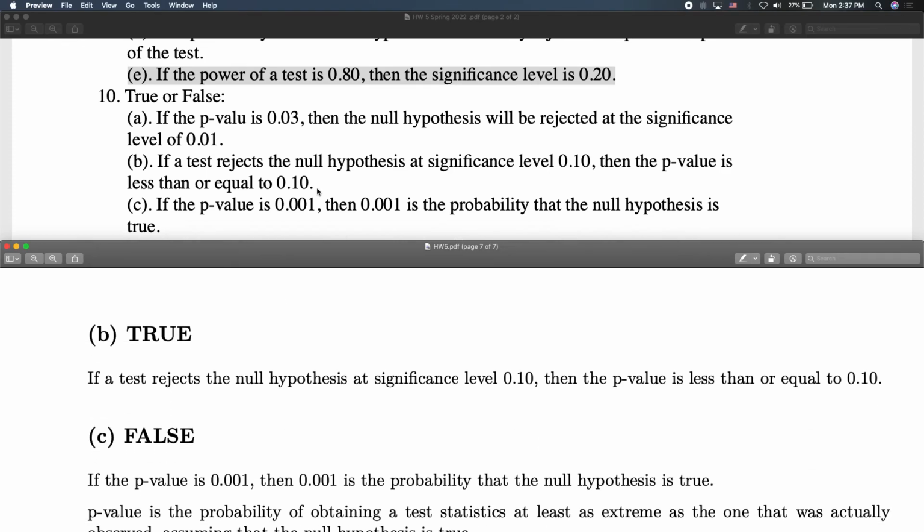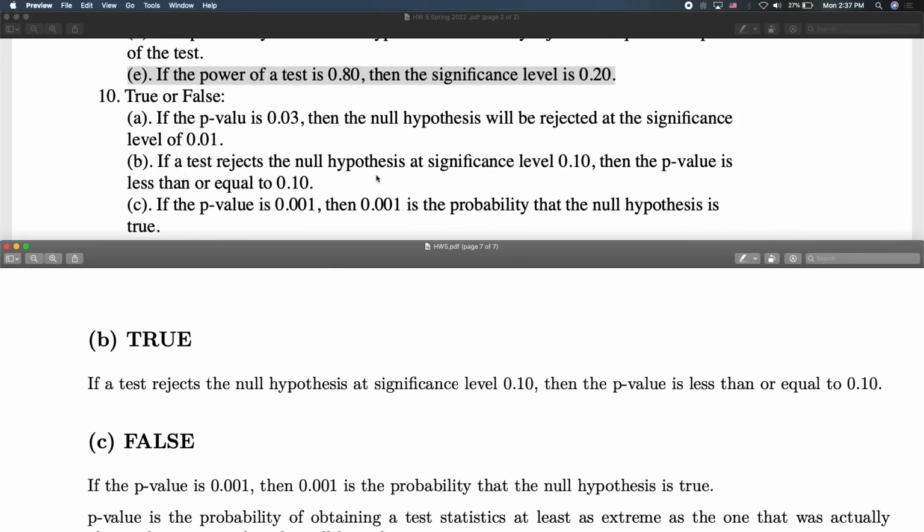Then for part B, if we reject the null at significance level 0.1, the p-value is less than or equal to 0.1. And that is true, and that is what we did in this homework. So when the p-value is less than alpha, we reject the null.